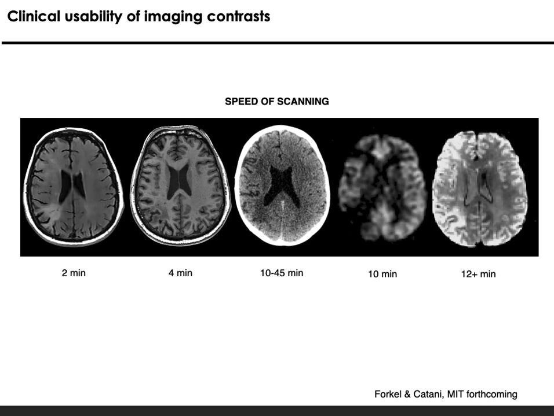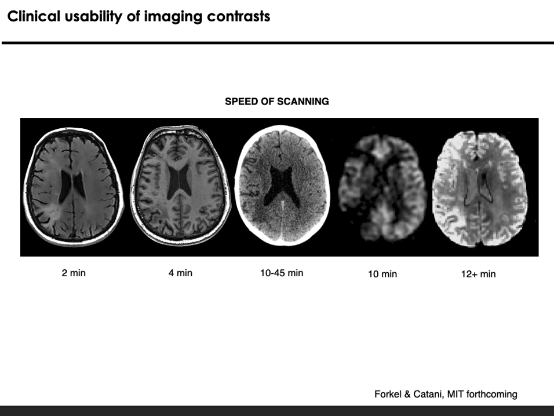And a final reshuffle, this time depending on how long it takes to acquire each modality. And here the structural MRI sequences are leading and can be acquired within 2 to 4 minutes, depending on how much anatomical resolution is required. Then we have the CT scan, and then the perfusion and diffusion scans, especially with more advanced sequences, tend to take longer.